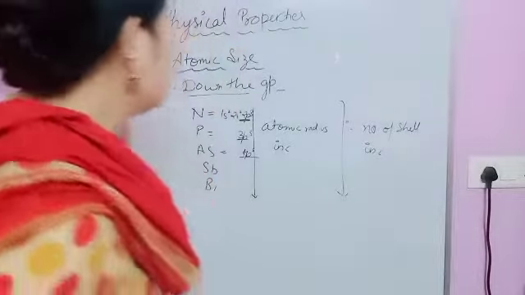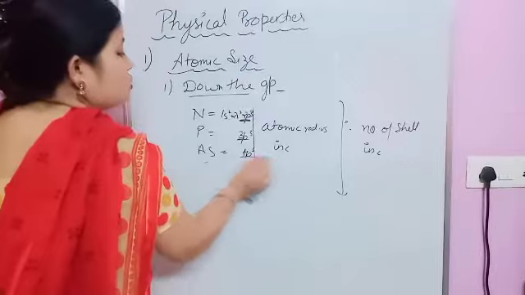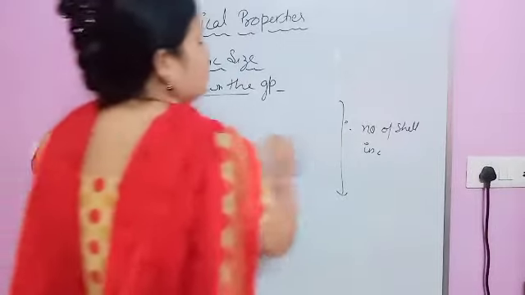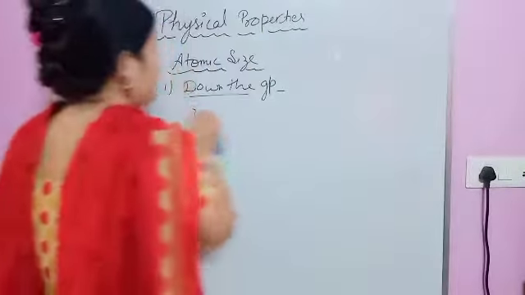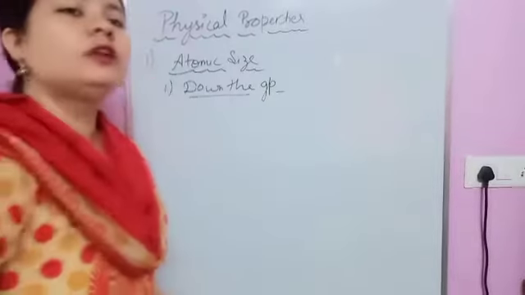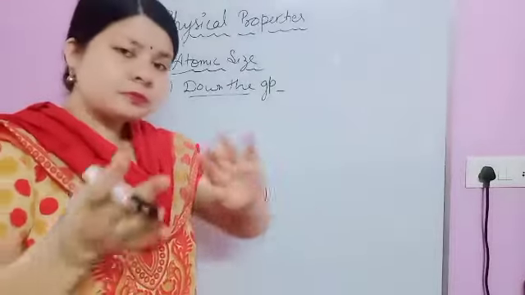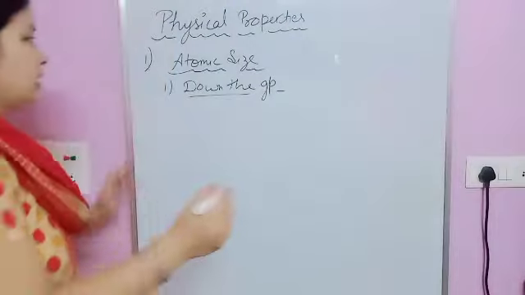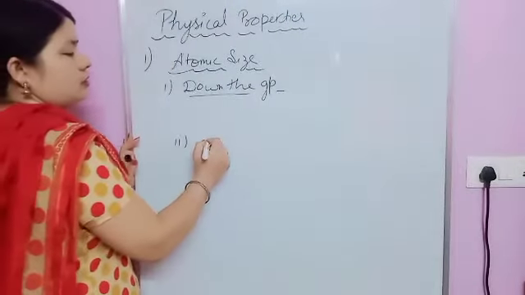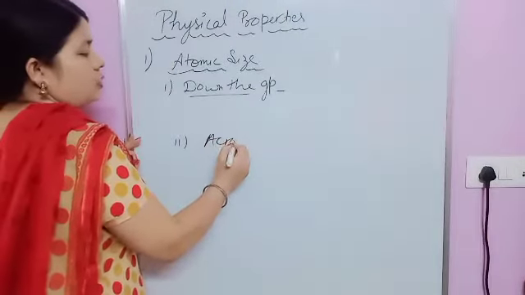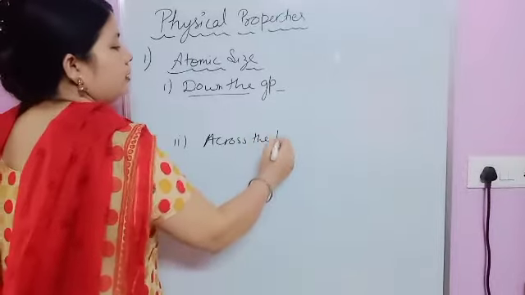Now next thing is regarding across the period. Because we are talking about only group 15, across the period we have a comparison. Now just see, in case of this one, that is across the period.